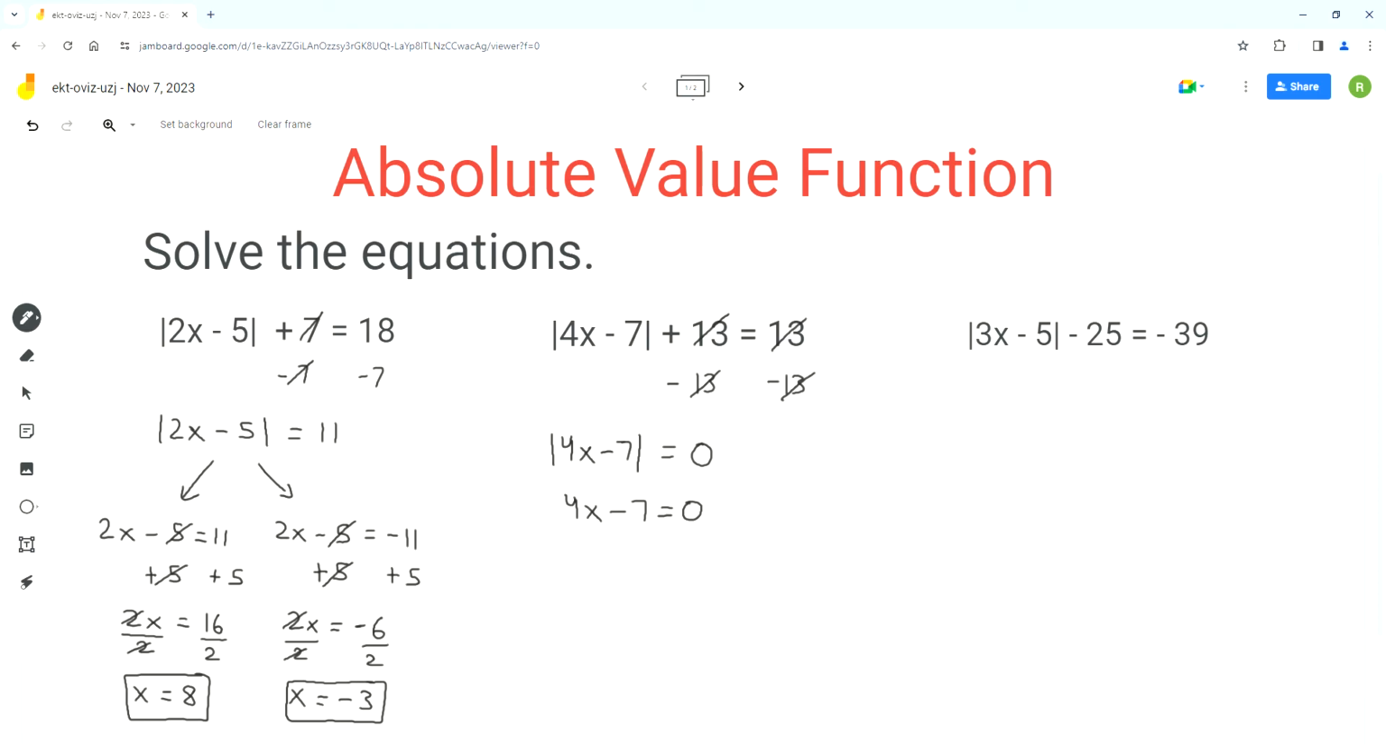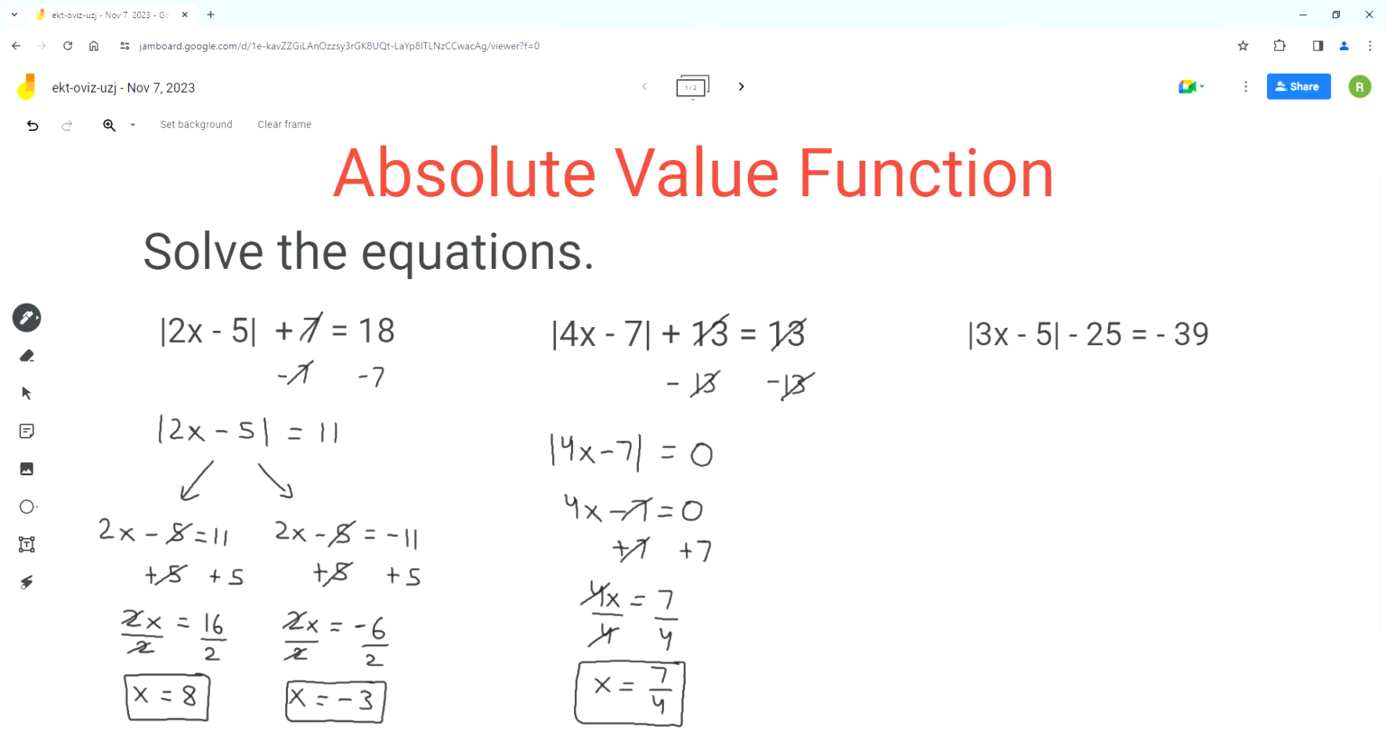Now we have to isolate x. First we add 7 to both sides. The 7's on the left side cancel each other out, so we get 4x equals 7. Now we can divide both sides by 4. The 4's on the left side cancel each other out, so we get x equals 7 over 4. In this case, there is only one solution, and the final answer is x equals 7 over 4. So we are done with the second equation.